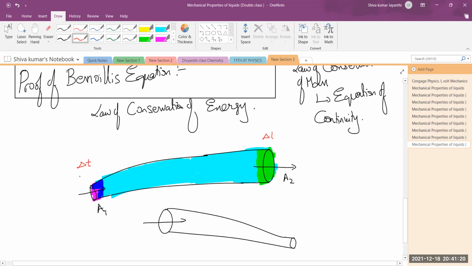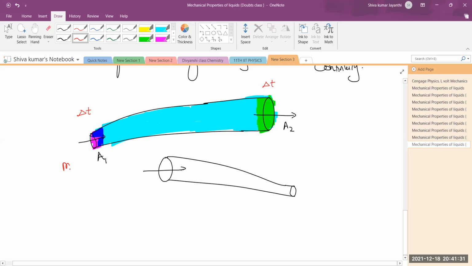Whatever amount enters in delta t time will come out. All of it will come out, right? Some liquid can't stay inside. So to understand that mass is conserved, the M1 that enters and the M2 that comes out should and must be the same. M1 should be equal to M2. What does mass mean? We know in terms of density, it is defined as mass per volume.